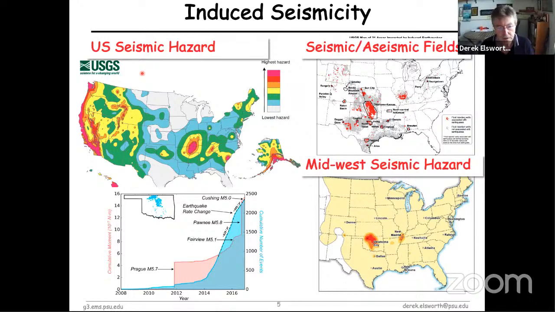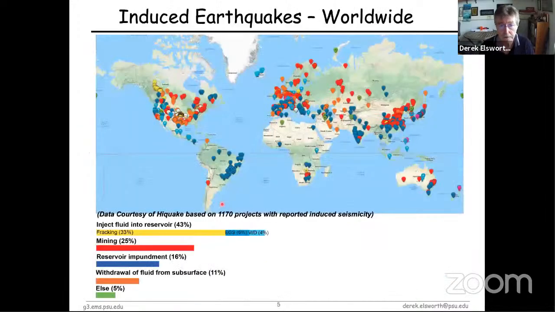And so the rates have really gone up. And these events can be quite large. You can see that on the bottom figure in the bottom left, some of these events are approaching magnitude 6 in size. And so they're definitely hazardous. And some of these events, as we will see later, have actually terminated very large projects in deep geothermal energy.